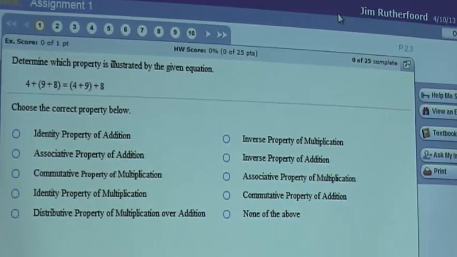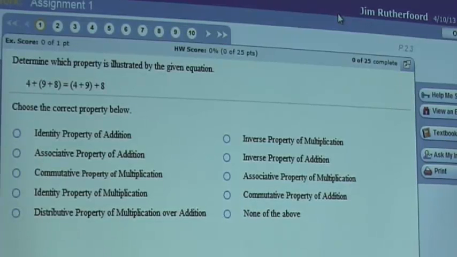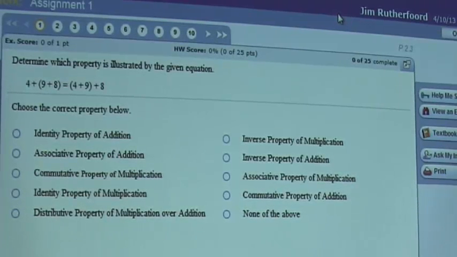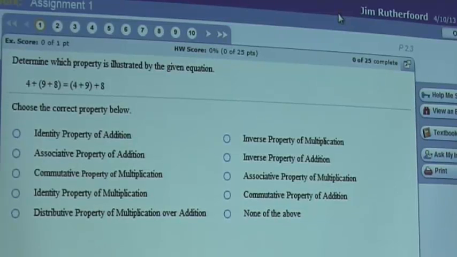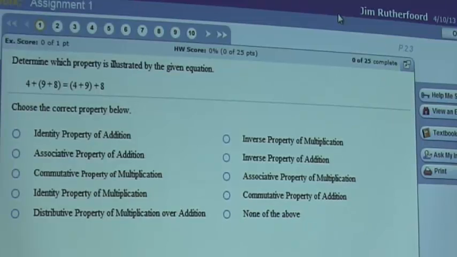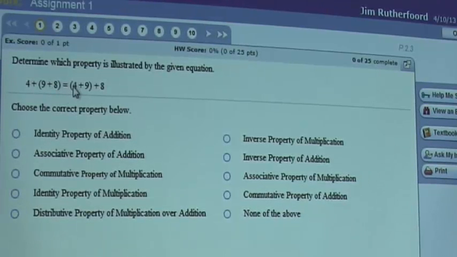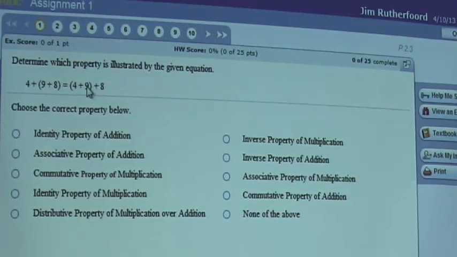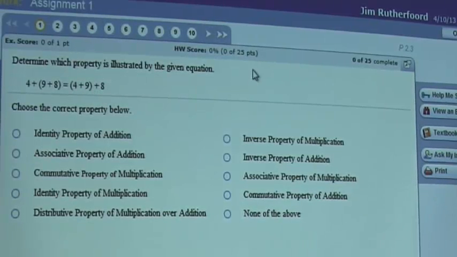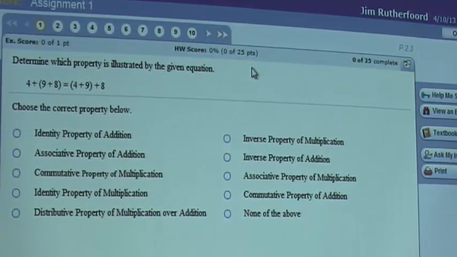In this first question, it comes directly from the video I just made for you on the basics of math. Determine which property is illustrated by the given equation. So we want to look at the equation up there on the top. And what we notice is that we have 4 plus (9 plus 8) equals (4 plus 9) plus 8. What have we done to the expression on the left to end up with the expression on the right?